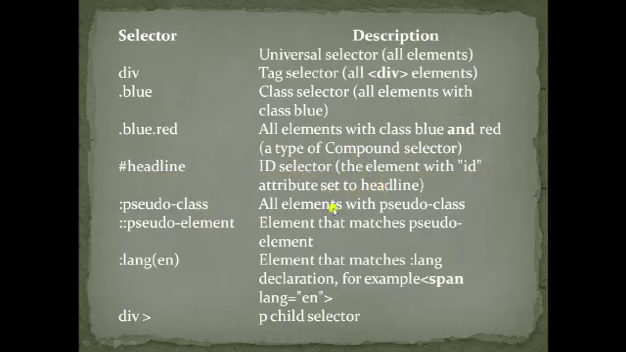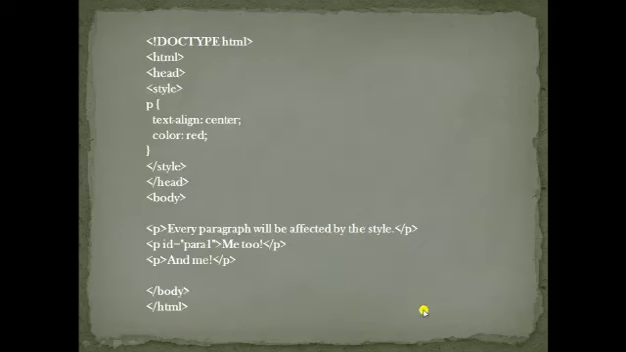Pseudo class selects all the elements with that pseudo class. Pseudo elements selects elements that match the pseudo element. Lang selects elements that match the lang declaration, for example span lang. And last but not least, the div P child selector.